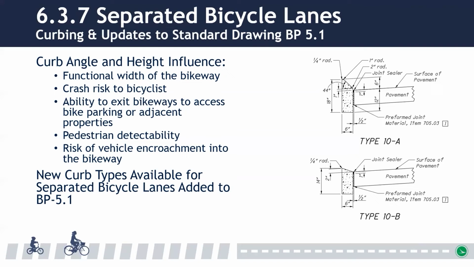A bikeway between two vertical curbs needs to be wider than a bikeway between sloping or mountable curbs. Something to think about if space is an issue for your project.